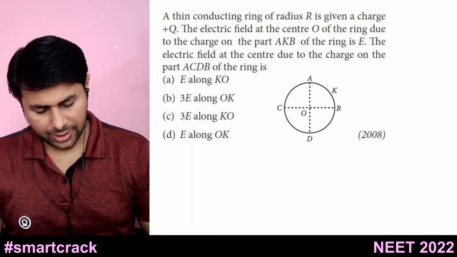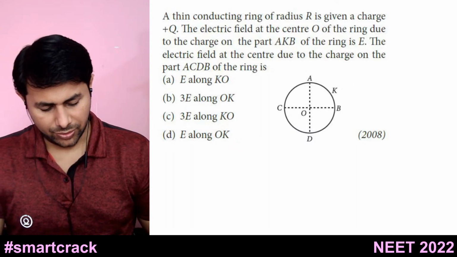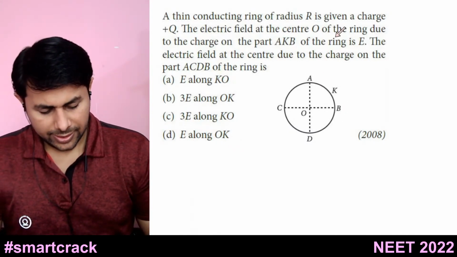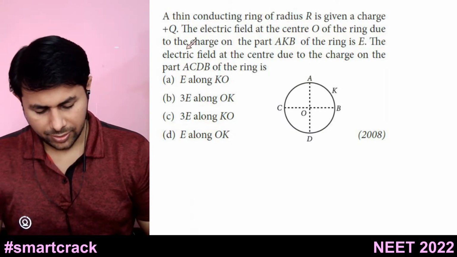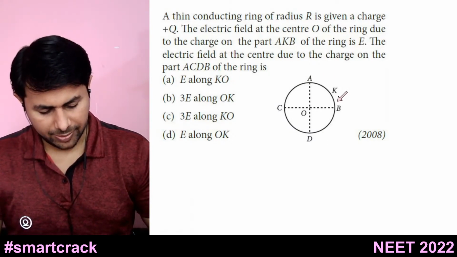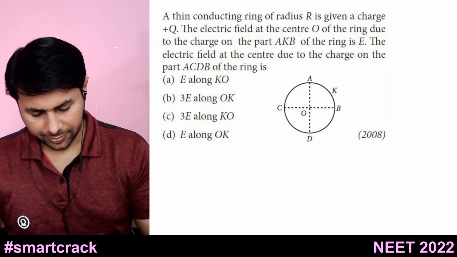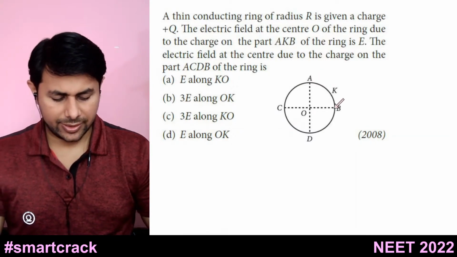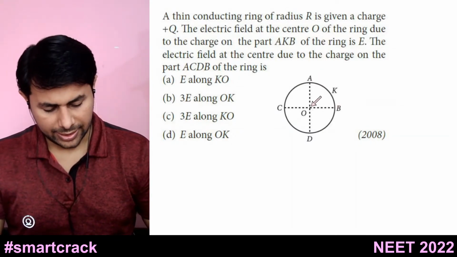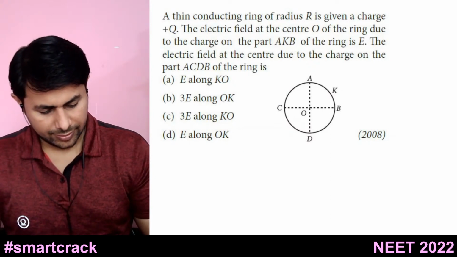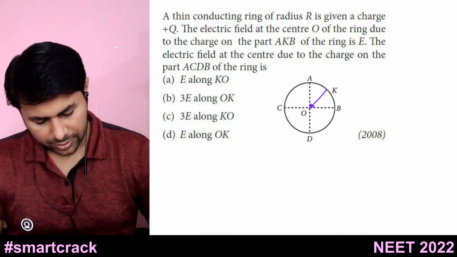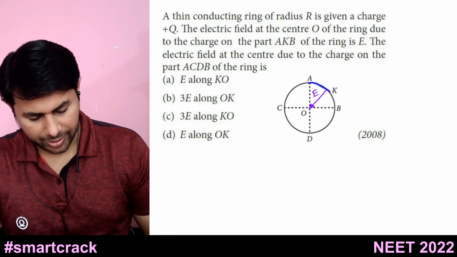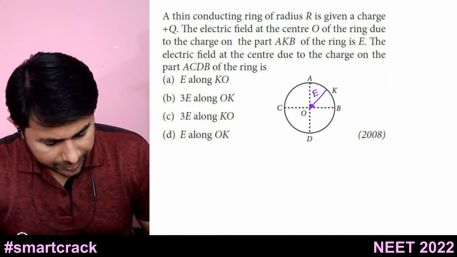A thin conducting ring of radius r is given a charge q. This ring has charge q. The electric field at the center O of the ring due to the charge on part AKB is E. So due to this part, the electric field at the center is E, like this, let's say it is due to this much part only, AKB.